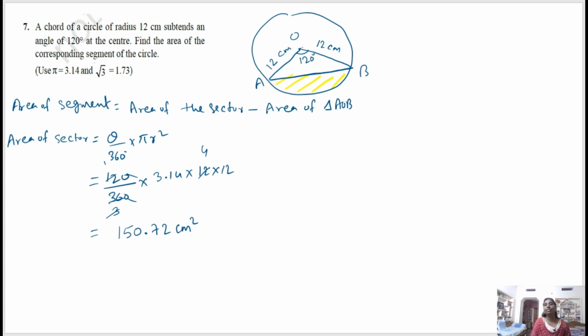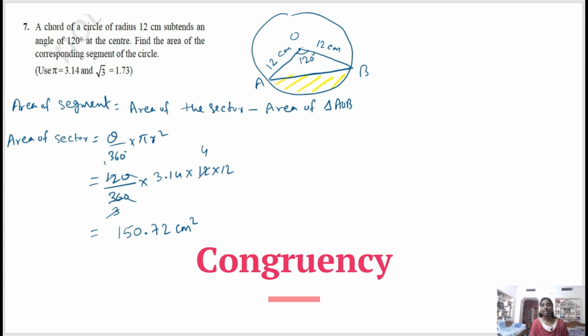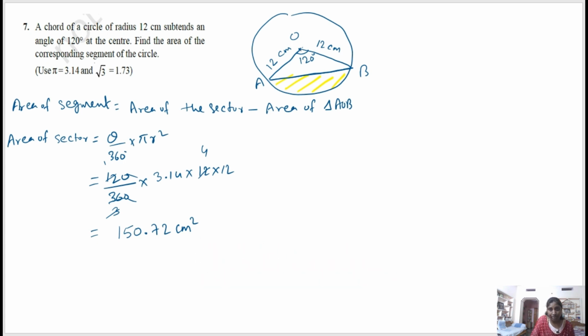But how will we find it? Here we will use the congruency, and for that we need to do a small construction. Draw a perpendicular from O to AB. Okay, let us draw a perpendicular OM. Okay, then this side is 90, this side is 90.